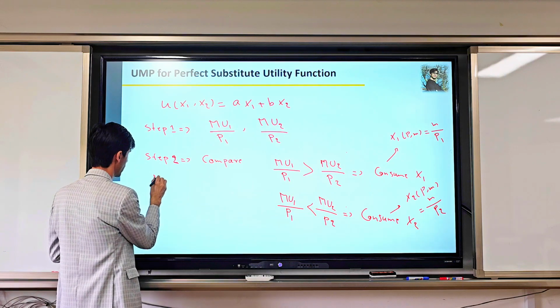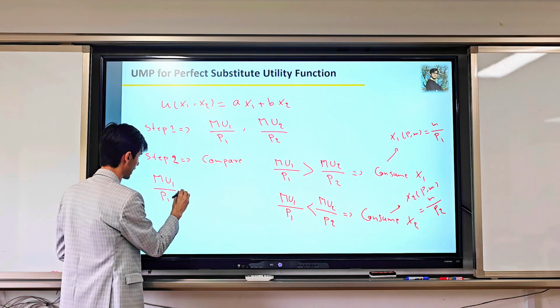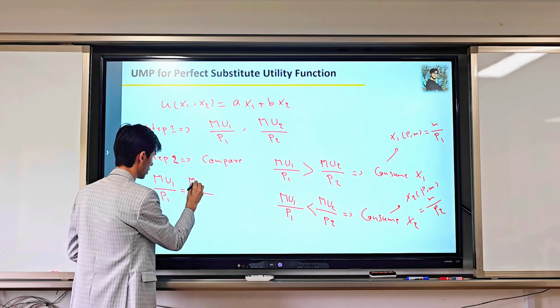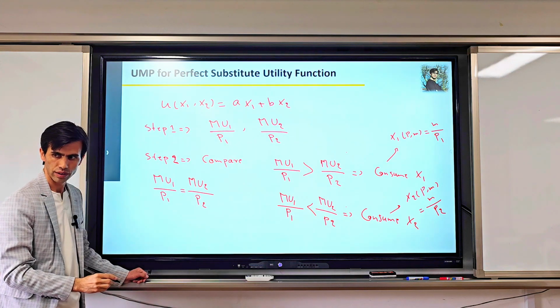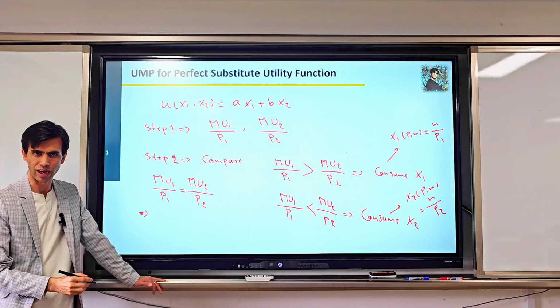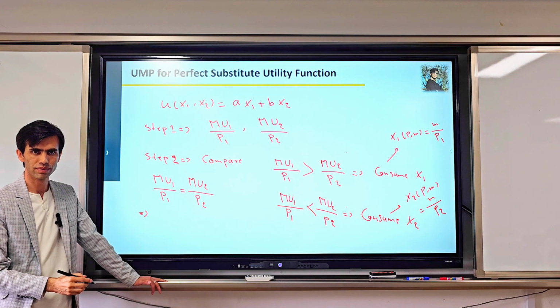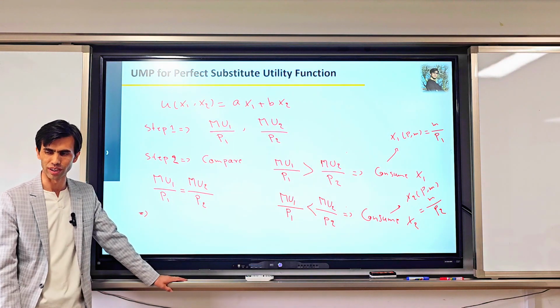But the third condition, if the marginal utility per dollar of x1 is equal to the marginal utility per dollar of x2, how can we maximize our utility now? If they provide, for example, equal marginal utility per dollar.